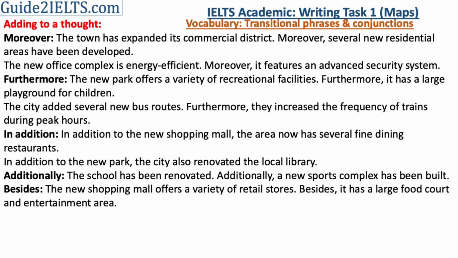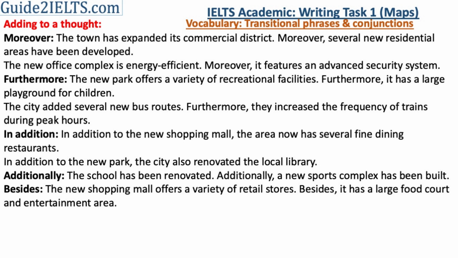Now we move on to aspects of writing that can be useful not just when comparing maps, but in all forms of writing. First, let's talk about transitional phrases and conjunctions. These are words and phrases that help connect ideas smoothly in your writing. They contribute to your vocabulary and cohesion and coherence scores, helping your writing flow better and make it easier to understand. As I mention these, you'll be able to see example sentences on your screen.